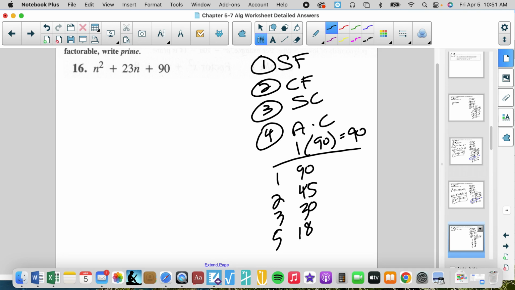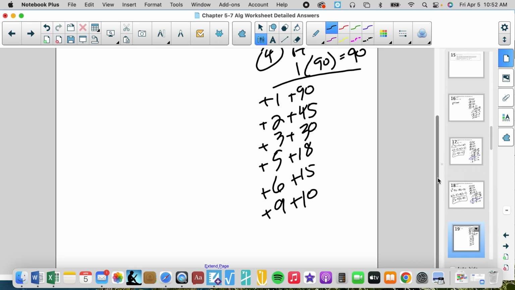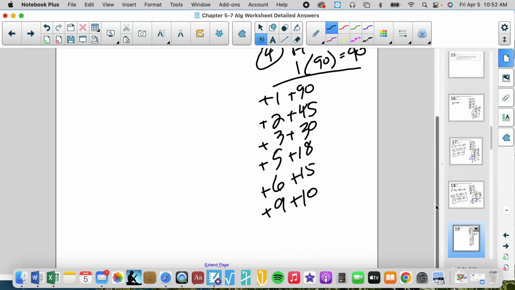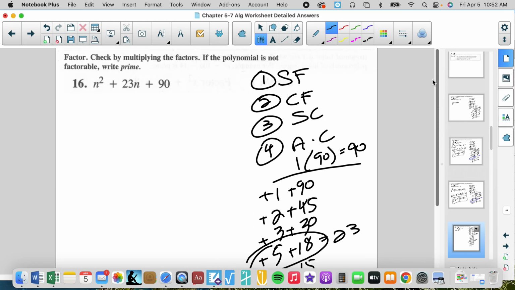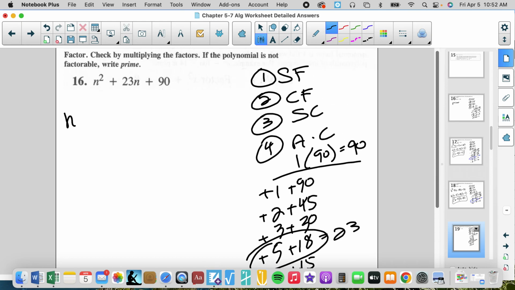5 and 18, 6, yes. 6 and 15, 7, no. 8, no. 9, yes. 9 and 10, signs are the same, both positive. So my middle is 23. Which one equals 23? This one equals 23. So I can do it in that fashion as opposed to adding all those up. Look, we're looking for 23. Let's just shoot for it. Let's look for that pairing.